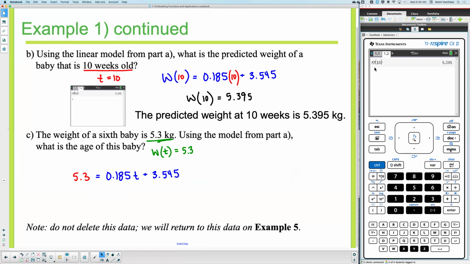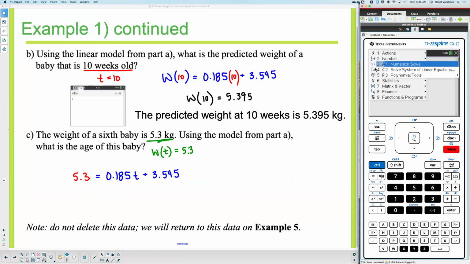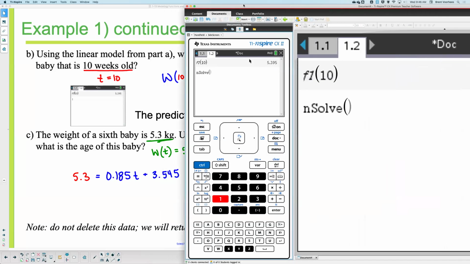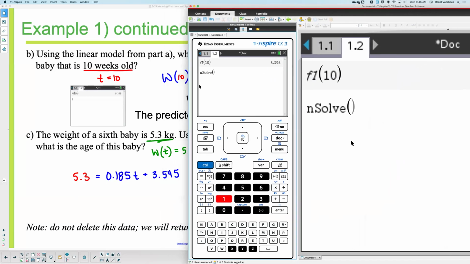So how do I do that? Press menu 3-1. And we're going to type this equation in. So menu 3-1 is what I press. We're going to type in 5.3 equals 0.185t plus 3.545. And then you'll do comma t.